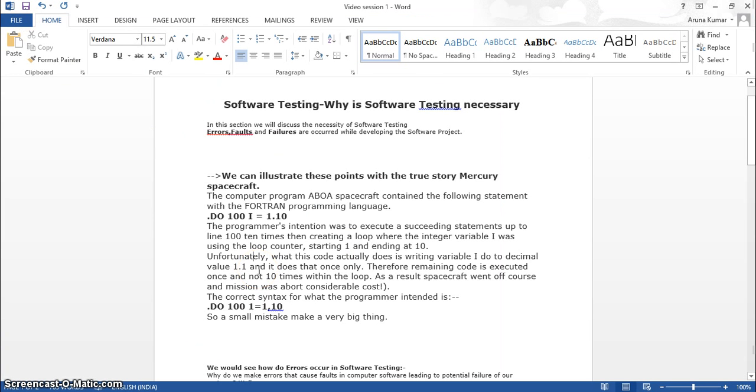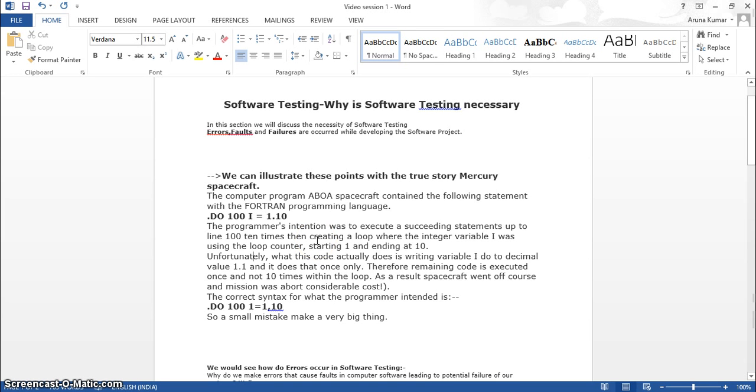Coming back to an example about defects and how important it is to figure out defects in the application, there is a true story about a Mercury spacecraft, where a computer program contained the following statement in Fortran, which is a programming language. So it says DO 100 I = 1.10.